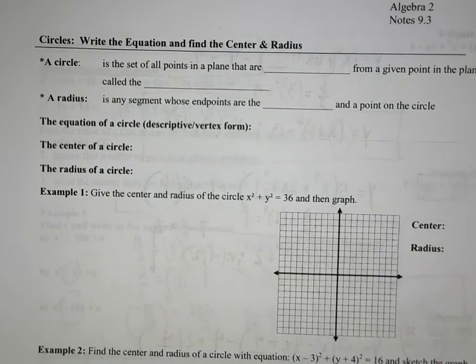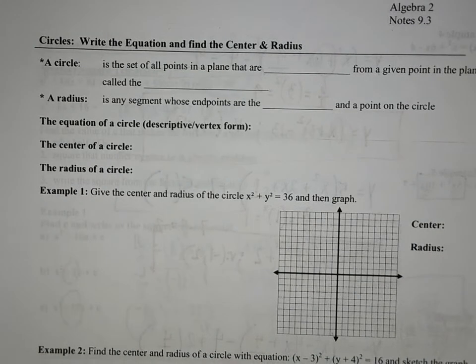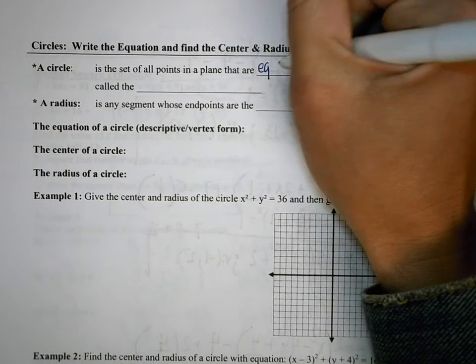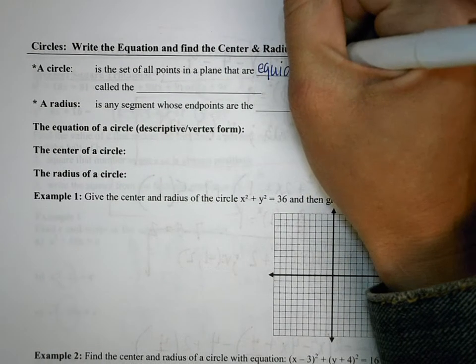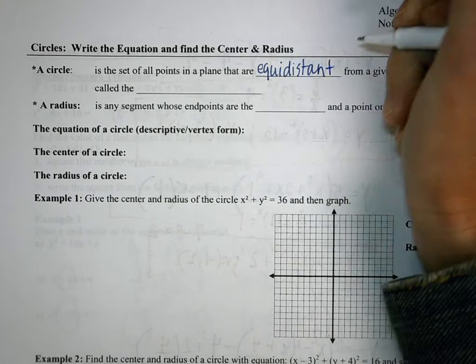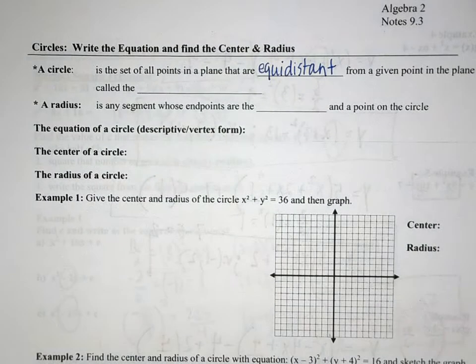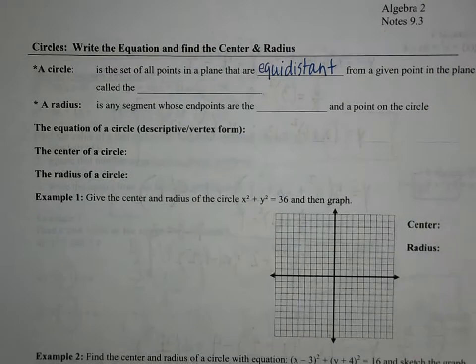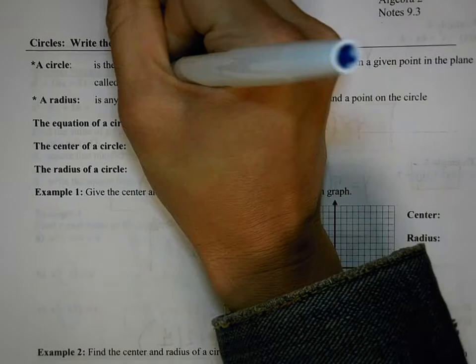Today we're talking about circles and how to write an equation of a circle. A circle is a set of all points in a plane that are equidistant. What do you think equidistant means? Midway. And this is an actual word, which does mean equal distance. It's equidistant from a given point in the plane called the center.